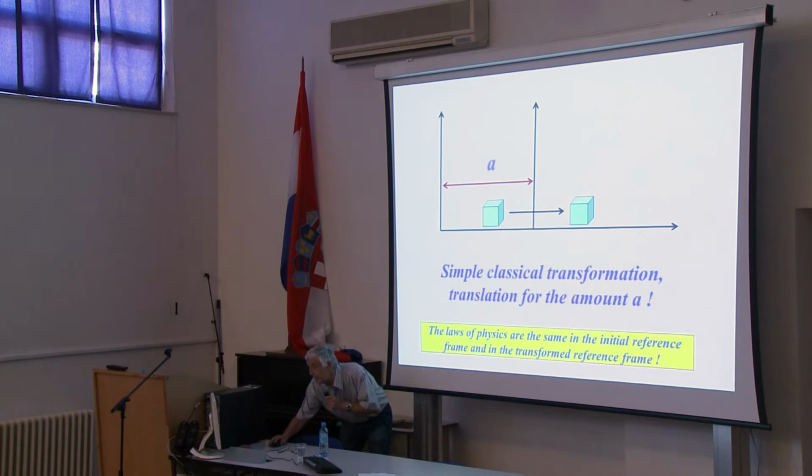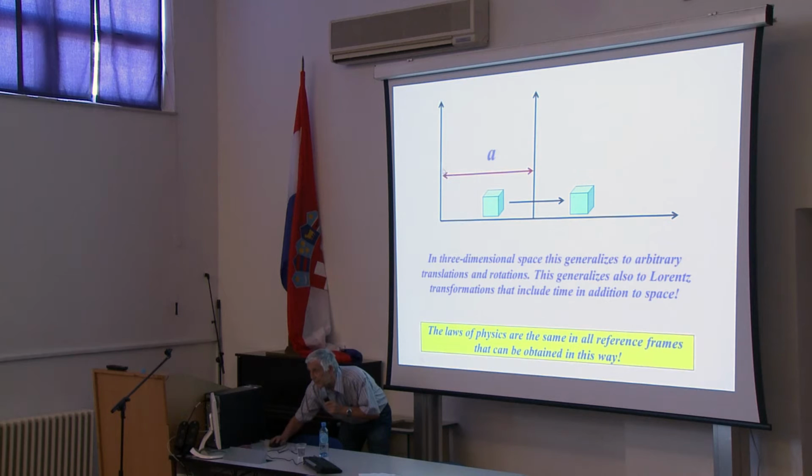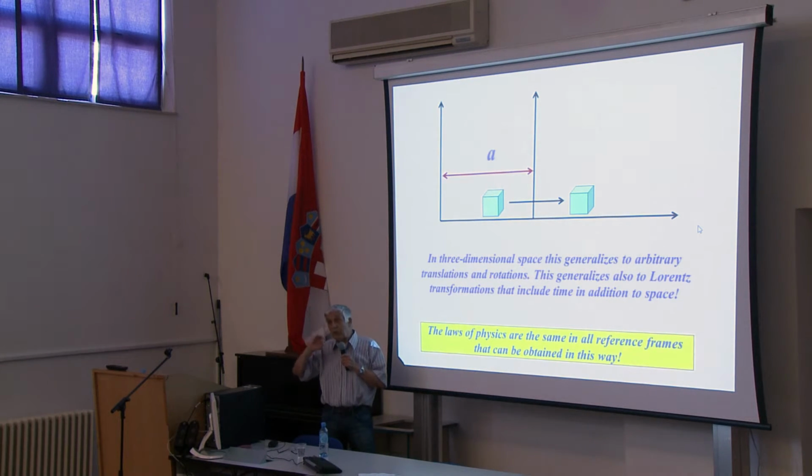And next is something very similar, in three-dimensional space you have the same thing. This generalizes to arbitrary translations, which then also include rotations, and it also generalizes, of course, to uniform motion, which includes all reference frames. The laws of physics are the same, either relativistic or non-relativistic, as was explained in the previous lecture. But the point is the same, that in all those transformations, either relativistic or non-relativistic, points go into points, or events into events. One point does not become a line in another transformed reference frame, to make it extreme.